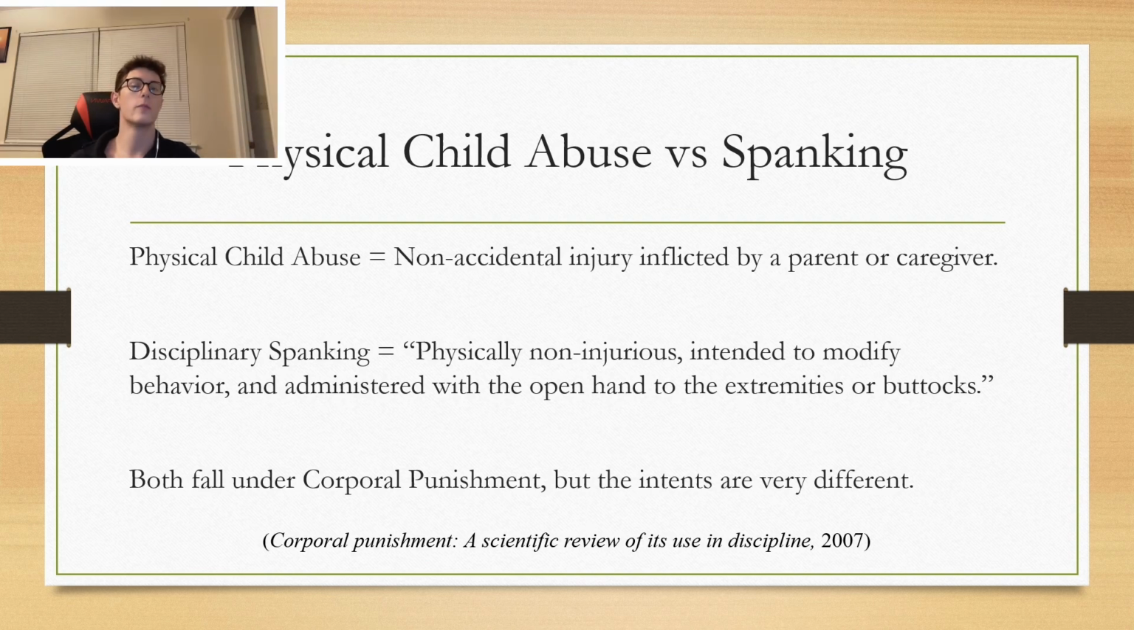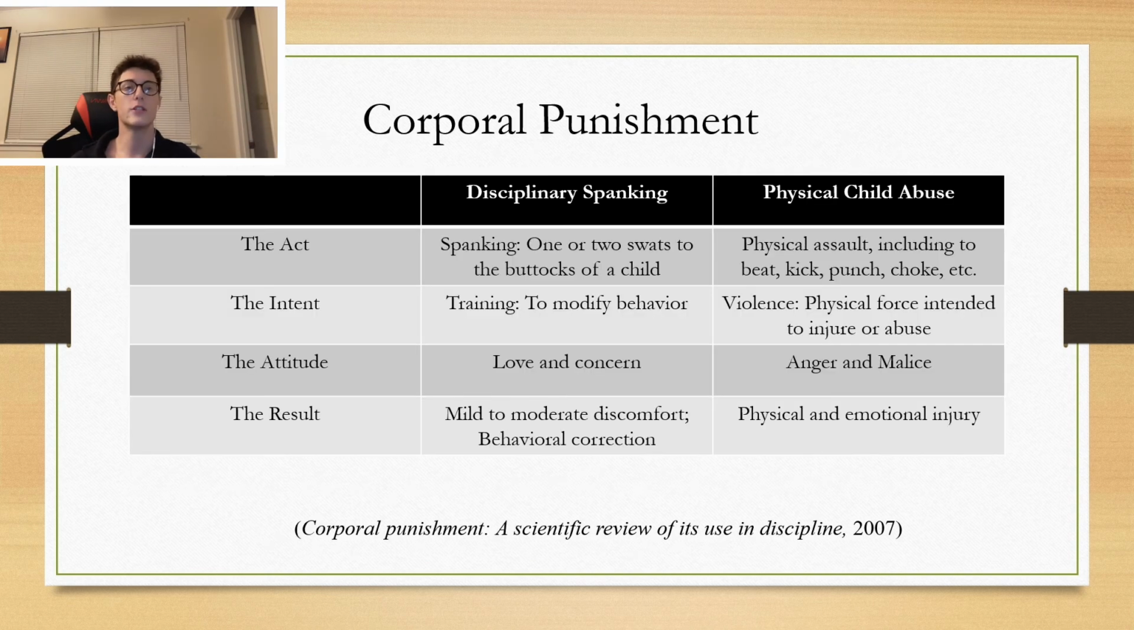I got this chart from the same article as I got the previous definitions, and I love it because it's a direct comparison between spanking and child abuse, and it tells you the act, the intent, the attitude, and the result of each. So for the act, disciplinary spanking is one or two swats to the buttocks of a child, and physical child abuse is physical assault, including to beat, kick, punch, choke, etc.